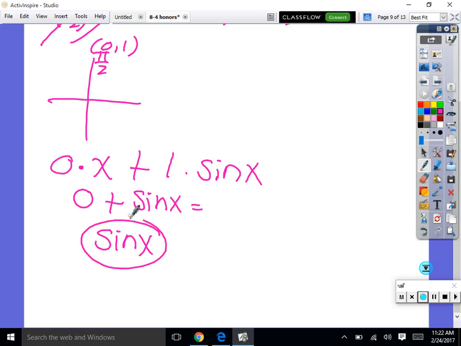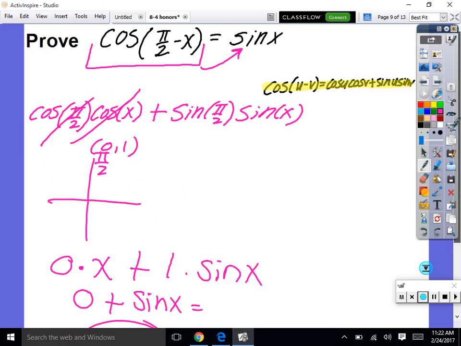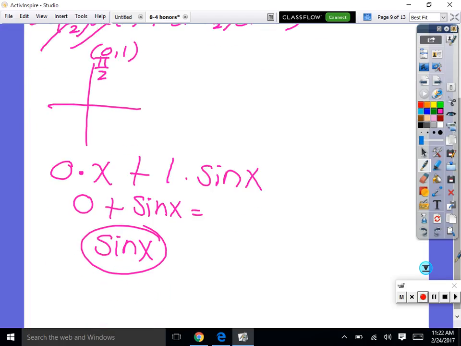Yes? Yeah. Wait, no. Yeah, it is. It is. Yes, but it wants us to show it using the difference formula now. Because this is kind of where it comes from.